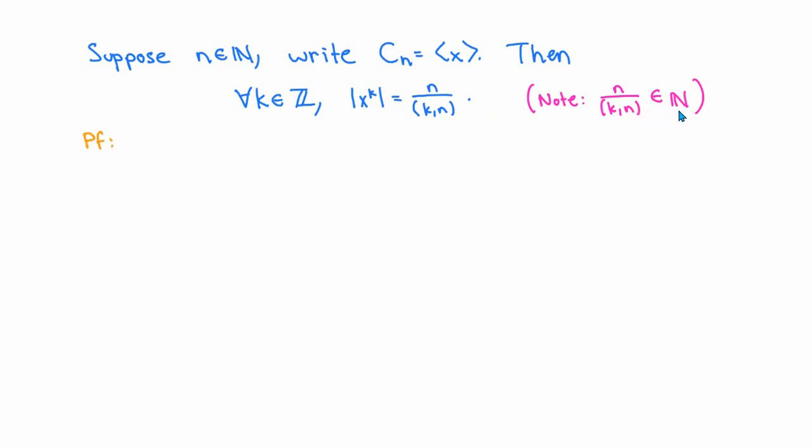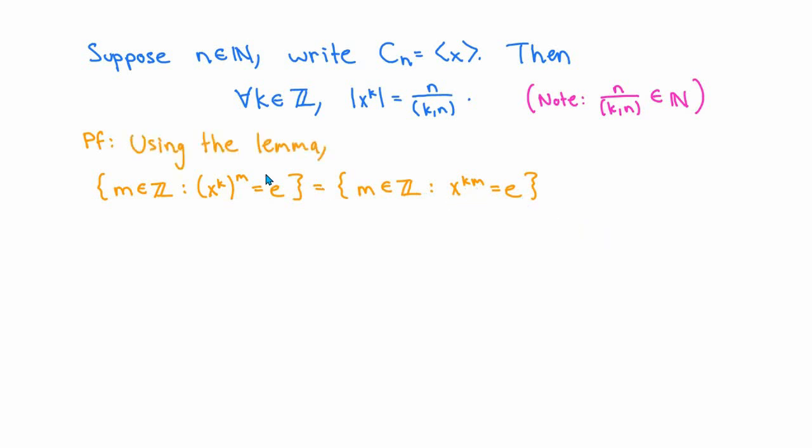Well, for the proof of this, let's start by trying to understand the collection of all integers m with the property that x to the k to the power m is the identity element. Remember by the definition of the order of an element that the order of the element x to the k is then going to be the smallest positive element in this set, or infinity if no such element exists. Well, just by properties of exponents, this is the same as the set of m in Z with the property that x to the power km is the identity.